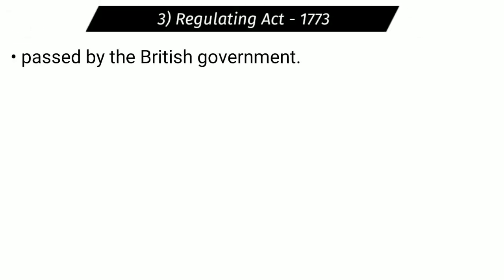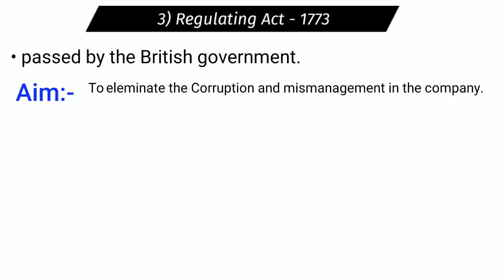After this, since the employees of the company were so corrupt and the company was continuing with utmost corruption, because of which the company was incurring loss, due to concern over the East India Company's growing power and mismanagement, the British Parliament passed the Regulating Act of 1773. Now the name Regulating itself will give you the idea of this act.